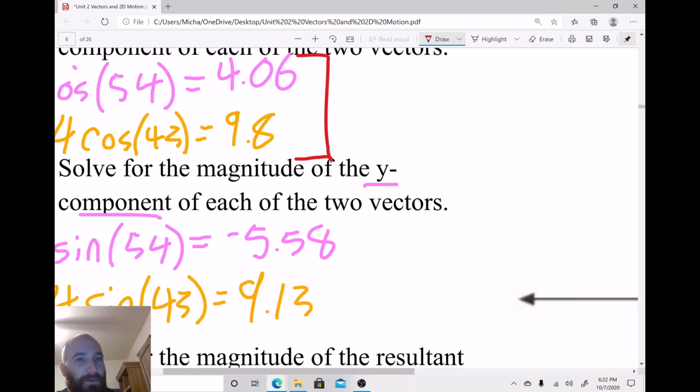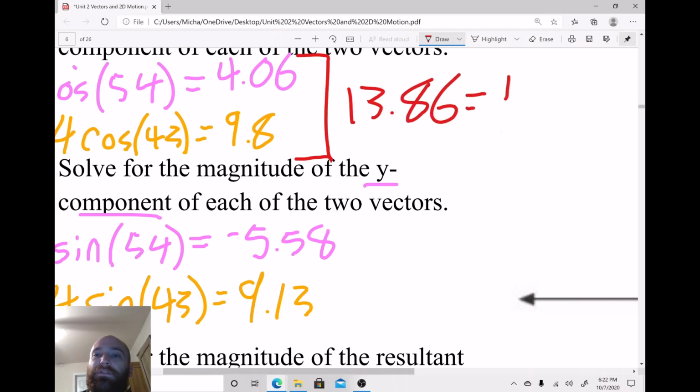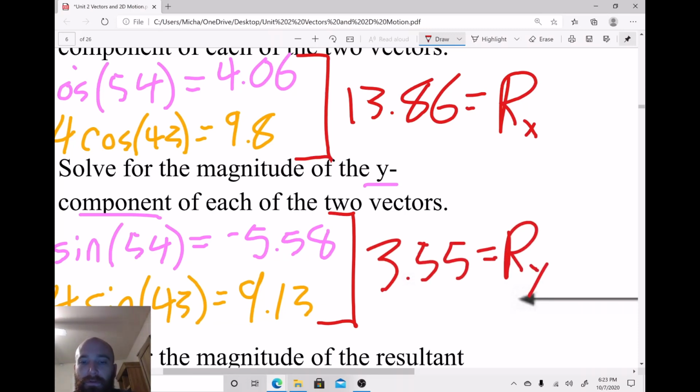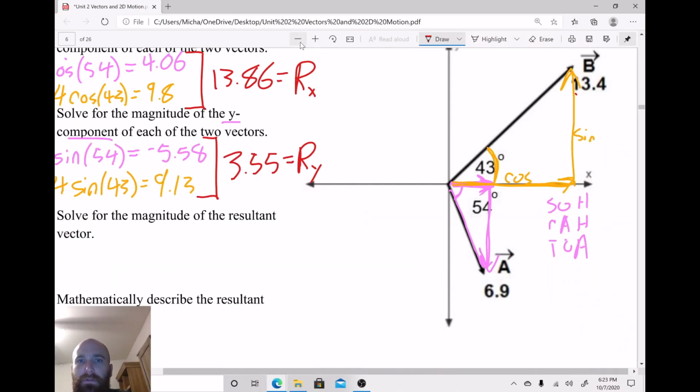Okay, so I'm going to combine these two, 4.06 and 9.8. What do those make? You just add them together. 4.06 plus 9.8. Do that in your calculator or in your head. I got 13.86. And again, that is the resultant's x component. For the y component, I'm sorry, negative 5.58 with 9.13, combine those two, and I got 3.55. And that is the resultant's y component. Let's draw those in and see what our resultant looks like.